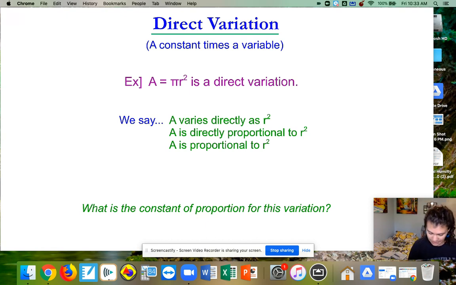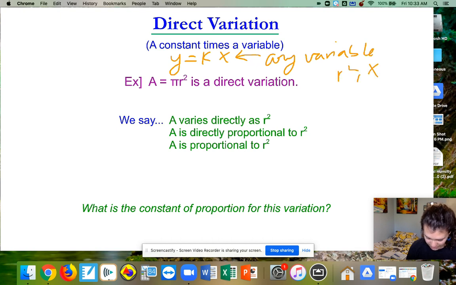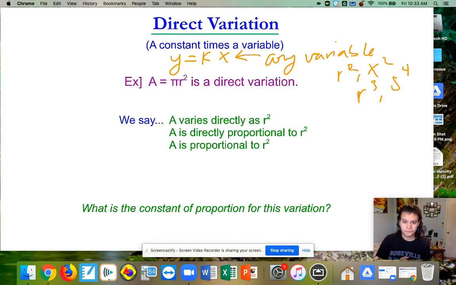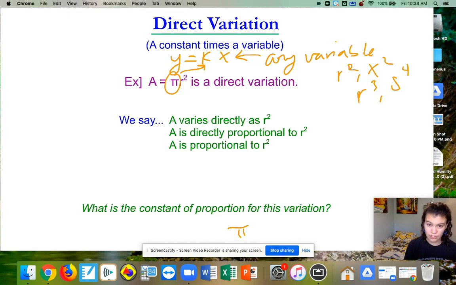If we're looking at this, the standard basic form would be y equals k times x, and then this x can be any variable. It doesn't have to be x. It could be like r squared, it could be x squared, it could be r cubed, s to the 4th, anything like that. This is like holding the place of your variable. And the question at the bottom is, what is a constant of proportion, or what's it called? Constant of variation. That is then going to be the pi, because pi doesn't change, that stays the same. So this is like the k in the equation.